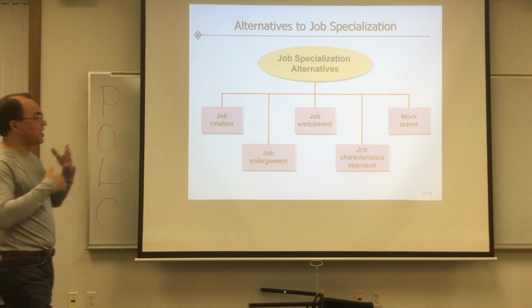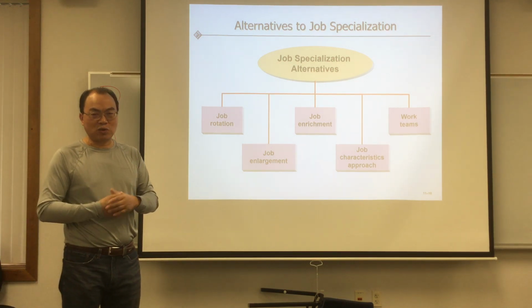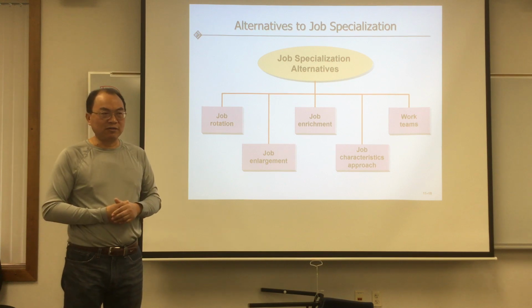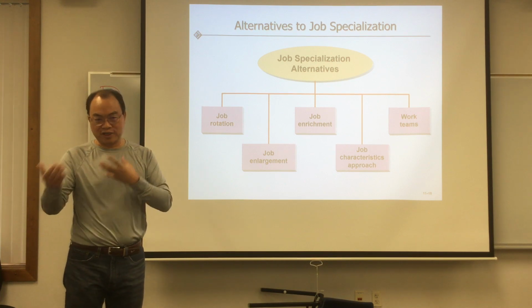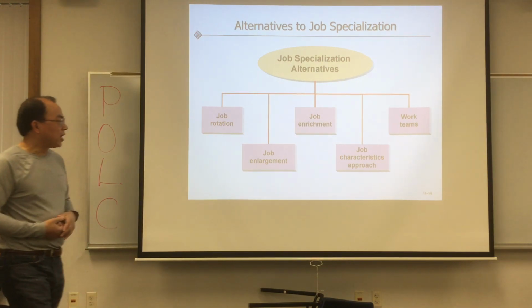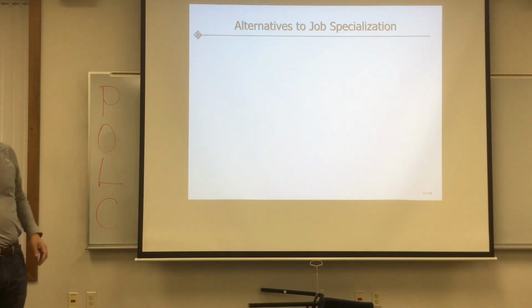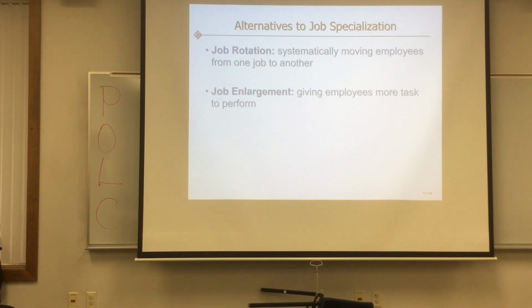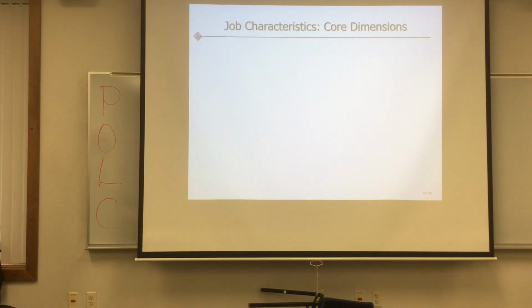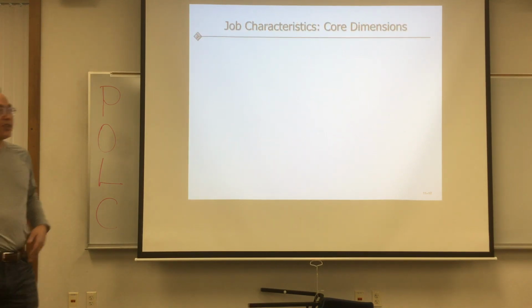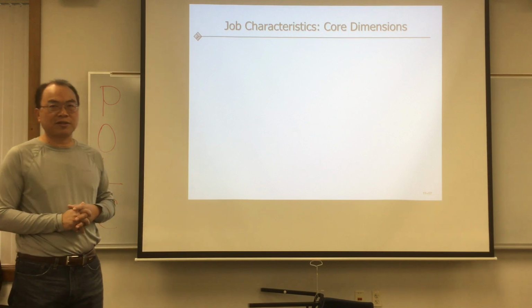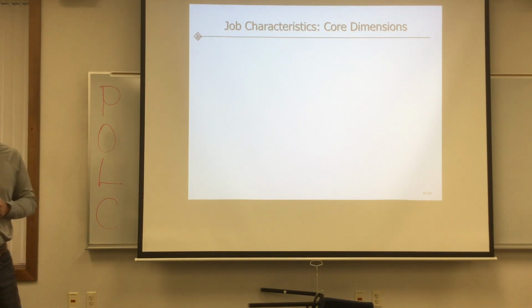And another one is working as teams, right? That's what we do in the group project. A lot of us like to work with others to solve problems. But I really want to emphasize a good theory called the job characteristics approach. So let's go there. Job rotation, we talked about it, those are pretty easy, right? A lot of examples I've given to you. But I want to emphasize this theory, job characteristics. It's a very good theory, and actually a lot of companies are using that today.